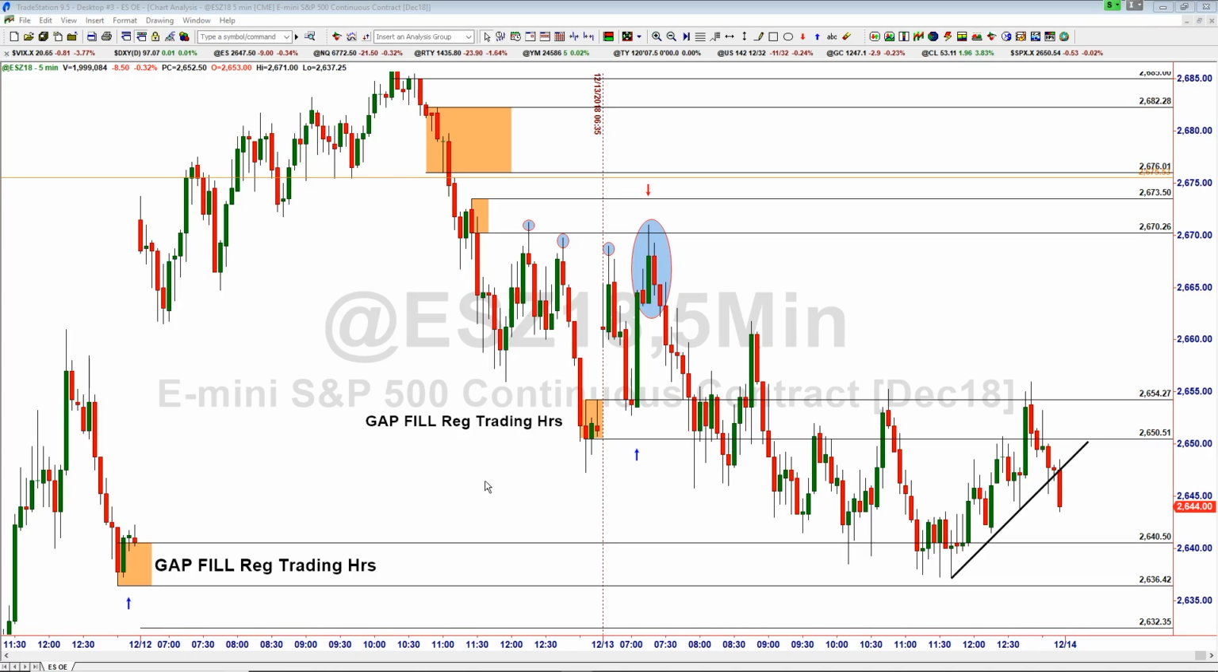Taking a look here at the E-mini S&P 500 futures contract. Got a lot going on in this chart. We're looking at a 5-minute of the regular trading hours, meaning from U.S. open to U.S. close, 6:30 a.m. Pacific to 1:15 p.m. Pacific. And we got a bunch of things highlighted on here. A few things that I want to point out for some trading opportunities.